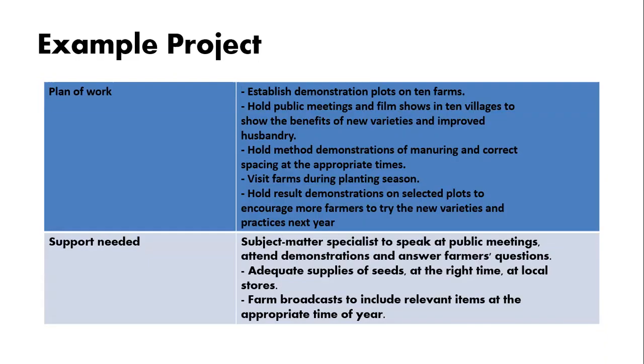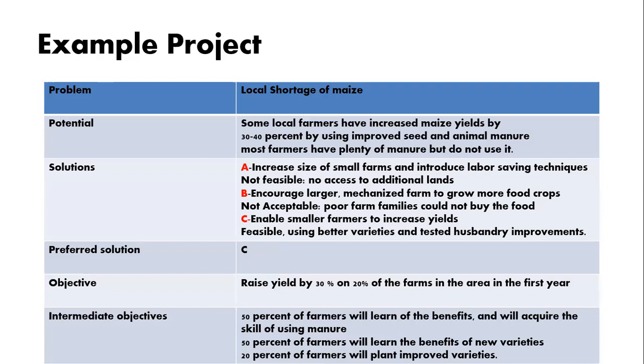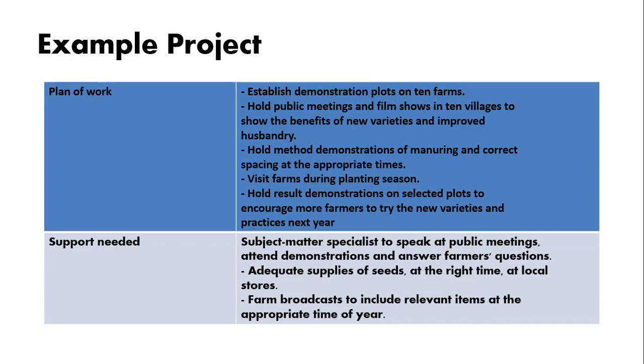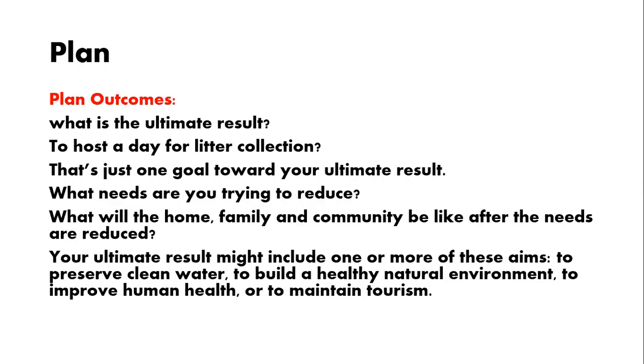segment it. Up to now you have learned to identify the problem, potential solutions, preferred solution, objective, specific objective, work plan, and support needs. Then the next stage: now you are in the planning session, and you have to plan the outcomes. Planning outcomes is what you ultimately expect to change. What are the ultimate outcomes you are expecting?